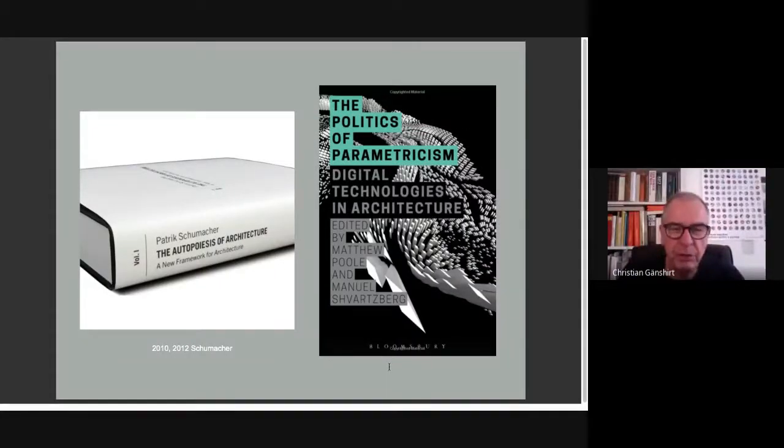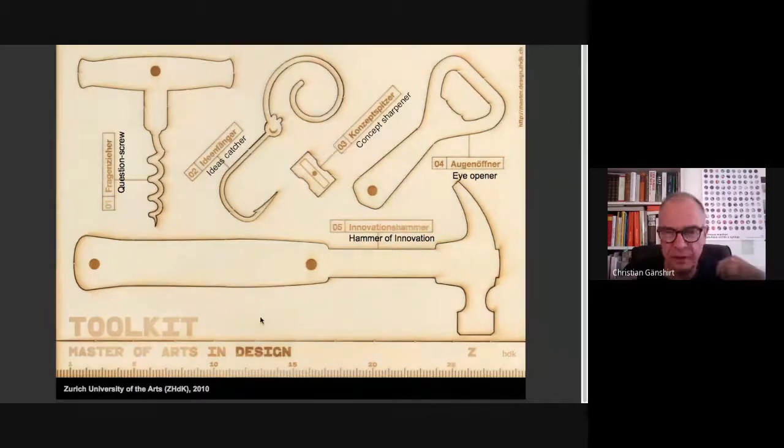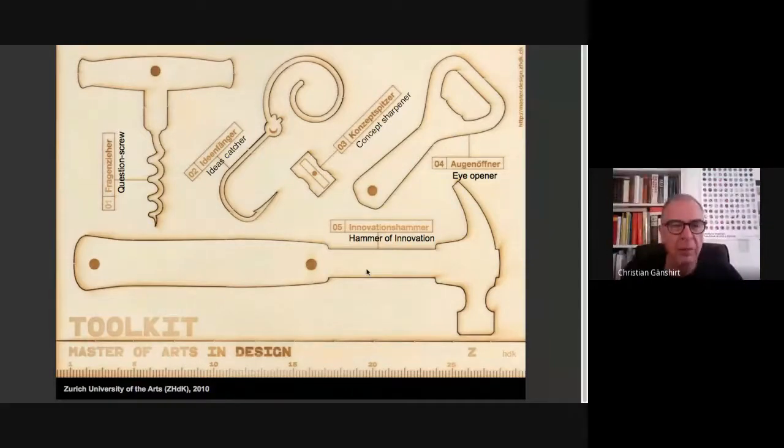Patrick Schumacher published 2 big volumes on theory of digital architecture, and also thought a lot about the process of design. Other people came up with big toolkits, which are a little bit less theoretical, but also charming, like question screws and idea sketchers and concept sharpeners, eye openers, hammers of innovation as a toolkit for a master of design in Switzerland.